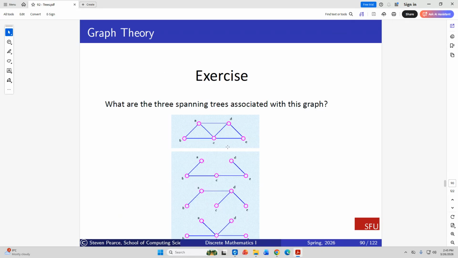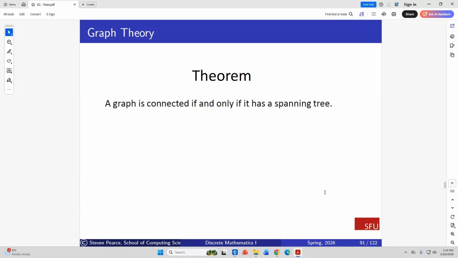And what are the 3 spanning trees associated with this graph? Well, there they are. That's a good exercise. I think you should know that. It's pretty obvious. Here's a graph, and this is a tree, this is a tree, and that's a tree. And they're all spanning trees because they are different and they contain all of the nodes of the original graph.